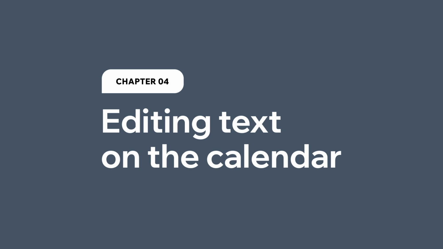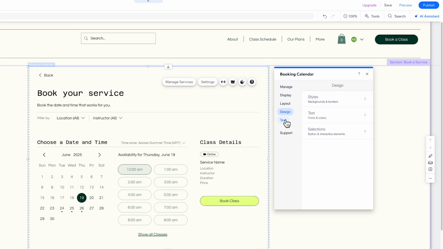Now let's update the text on your calendar. Go to the Text tab to customize labels for headers, filters, dates, and buttons.